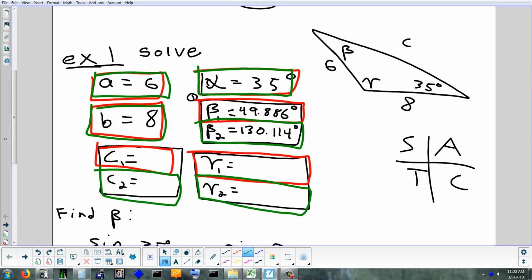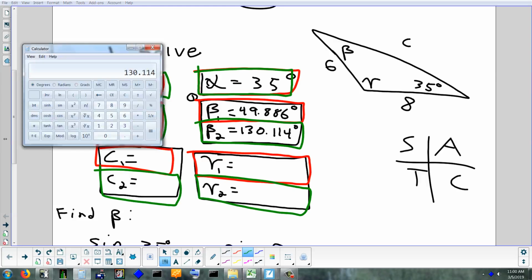All right, so now to get gamma 1, what 2 angles do you think I'm going to add together and subtract from 180? Yep. 35 and 49.886. Everything that's in the red boxes. So 35, 49.886, and we're going to subtract that from 180. That gives 95.114.